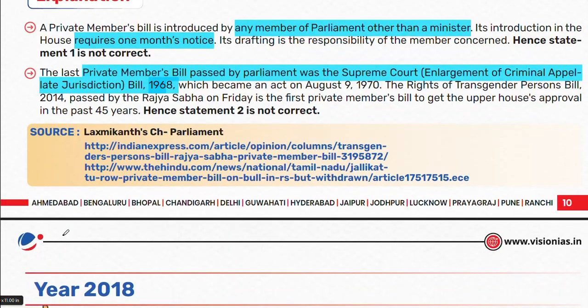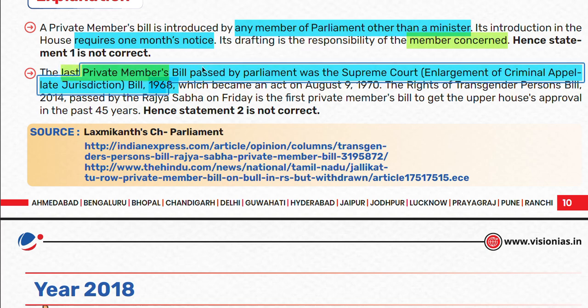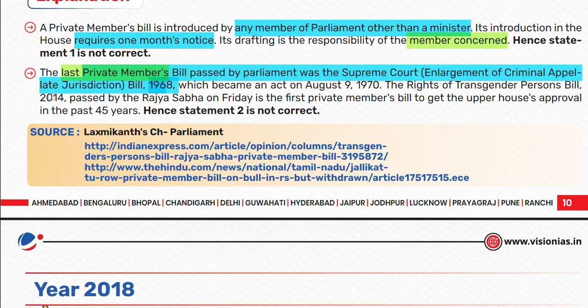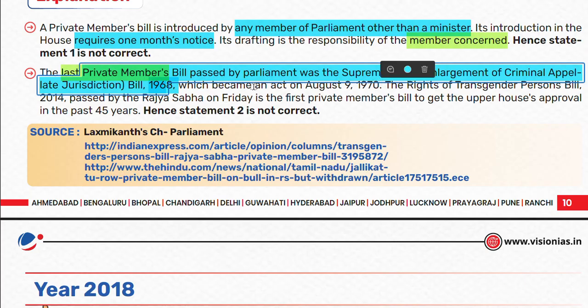So let us see the explanation. A private member's bill is introduced by any member of Parliament other than a minister. So any member who is not a minister is considered a private member. Its introduction in the House requires one month's notice. Its drafting is the responsibility of the member concerned. Hence, statement one is not correct. The last private member's bill passed by Parliament was the Supreme Court (Enlargement of Criminal Appellate Jurisdiction) Bill, 1968, which became an act on August 9, 1970.